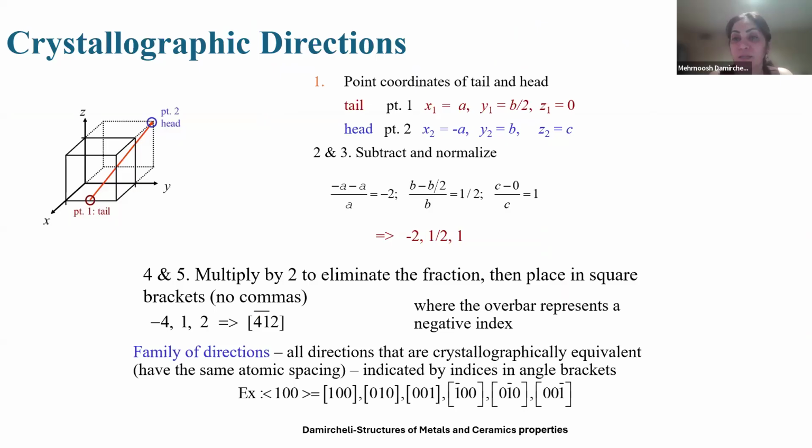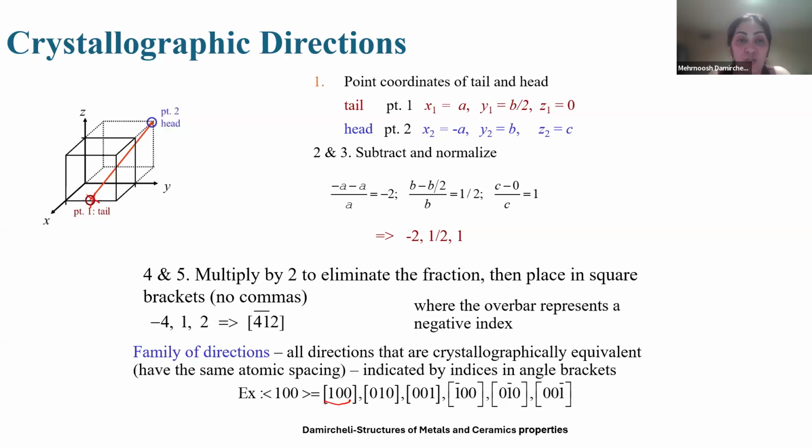If you remember, we talked about what the directions are. For a direction, we use the square bracket, such as [1 1 0]. Here you see that [1 1 0], or [0 1 0] or [0 0 1]. For deriving those directions, we need one tail and one head. The tail for this direction is this, and the head is the same as a vector.